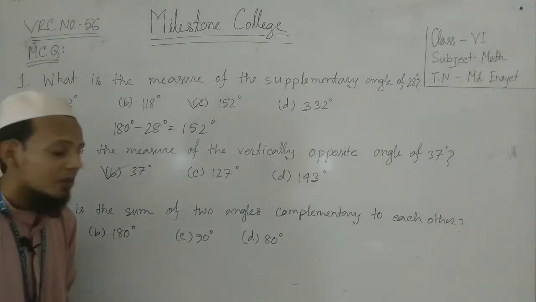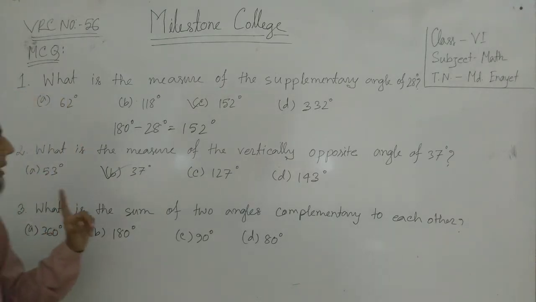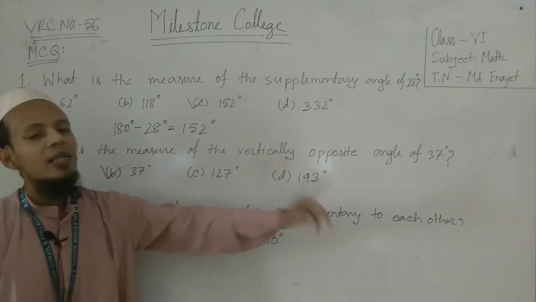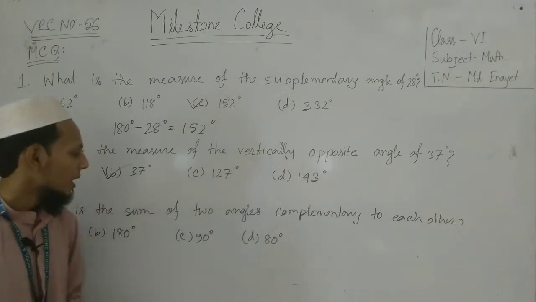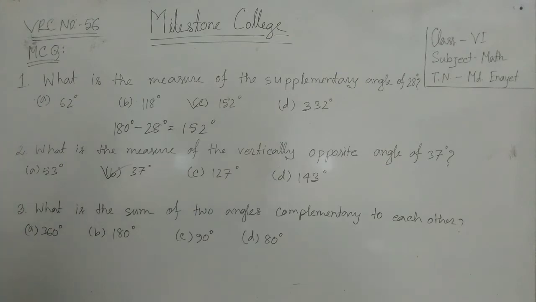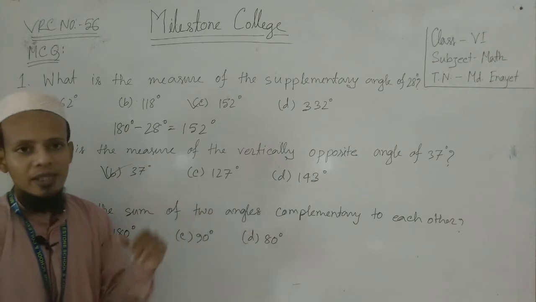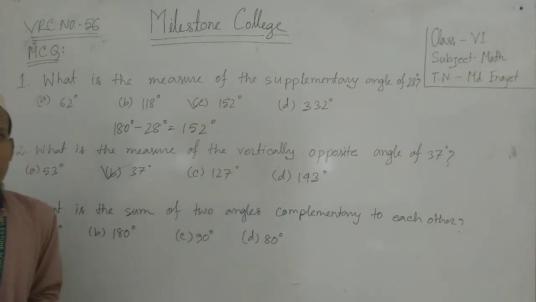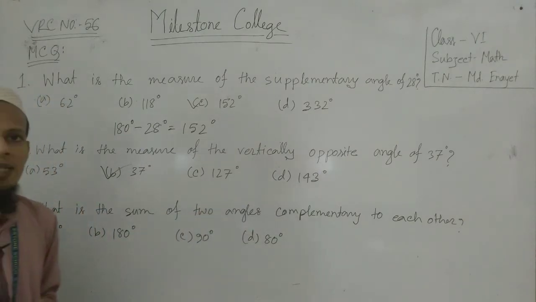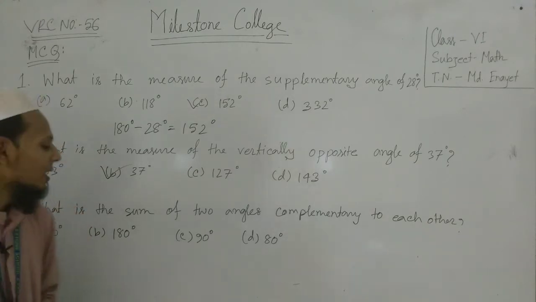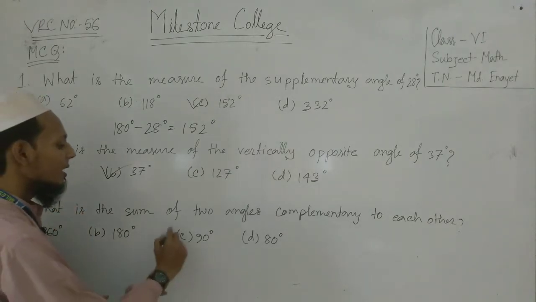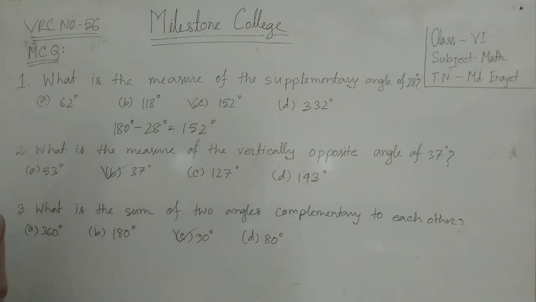And the third question is, what is the sum of two angles complementary to each other? So, here we have to find what is the sum of two angles complementary to each other. So, you know the sum of two angles complementary to each other is what? 90 degree. So, here option C is the correct answer. So, my dear students, I hope all of you have understood these three MCQ. So, let us go for the next MCQ questions.